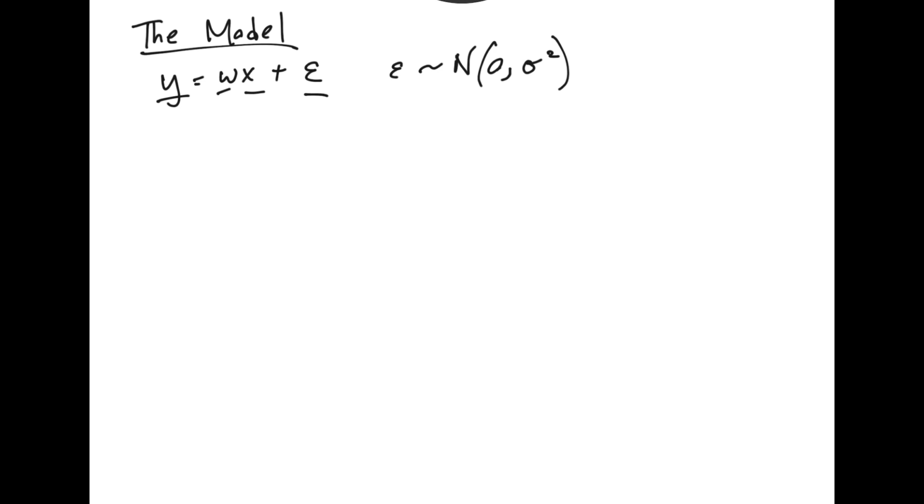Okay, so we'll start with what our model is. The model is a line. So we have y equals wx plus epsilon. This is the output, this is the input, this is the slope of the line, and this is noise. The noise is characterized by a normal distribution with mean 0 and variance sigma squared. And there's no bias term on this line, since we can absorb that into the x vector.